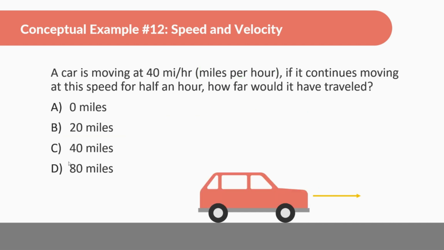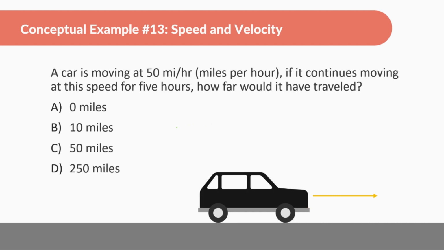A car is moving 40 miles per hour. If it continues moving at this speed for half an hour, how far would it have traveled? Okay, so 40 miles per hour. However, we're not traveling for an hour anymore. We're going for half an hour. So that means if we're doing just half of this, we only travel 30 minutes, or half an hour. That means it's not going 40 miles in half an hour. It's going to go 20 miles. If it traveled the same speed in the other half an hour, it would do the other 20 miles. So this is going to be 20 miles.